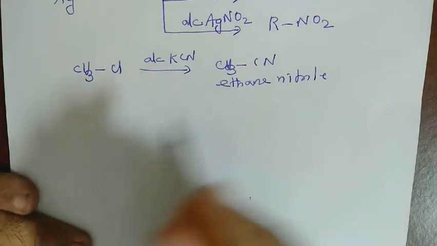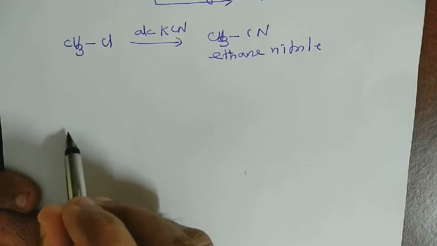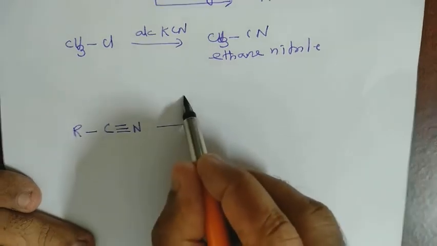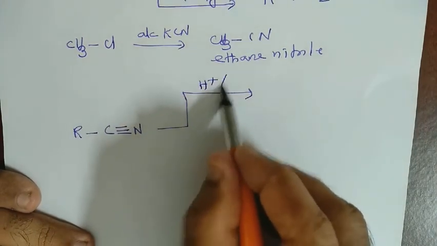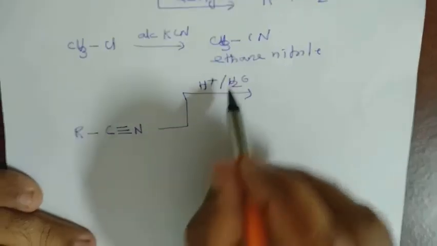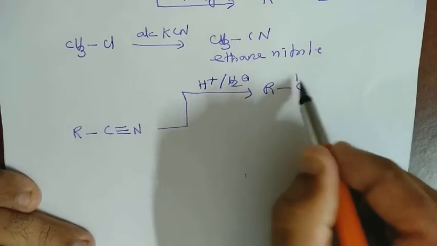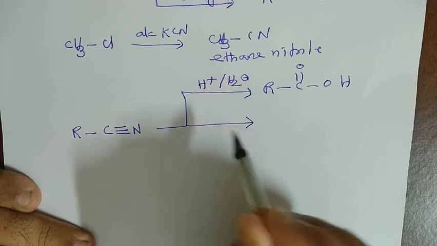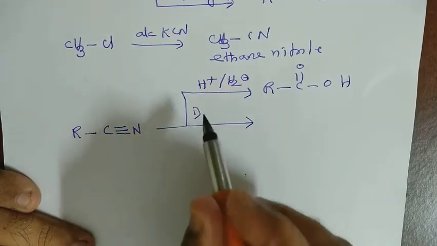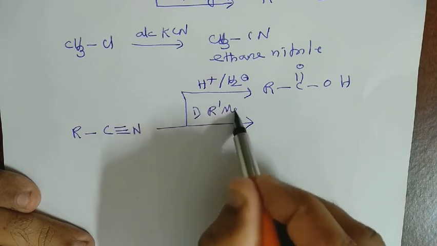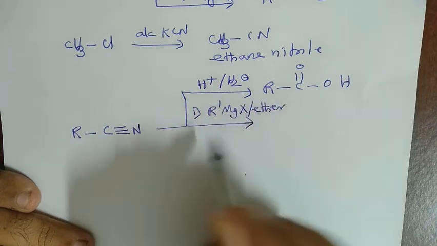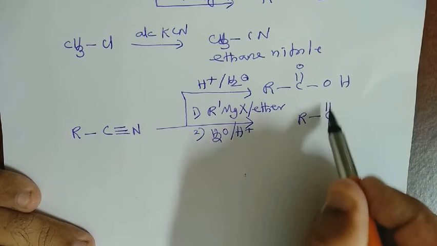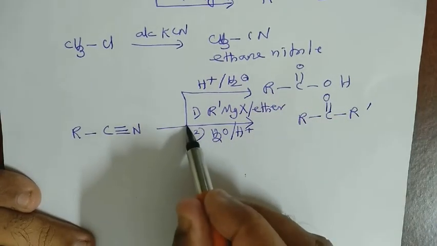Cyanide is a reactive functional group. Cyanides can be converted into other types of organic compounds. For example, cyanide on hydrolysis in acid medium gives the corresponding carboxylic acid, RCOOH. Cyanides on treating with a Grignard reagent R-MgX in a dry ether medium followed by hydrolysis in acid medium give a ketone, RCOR'.